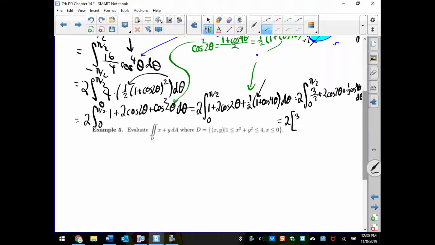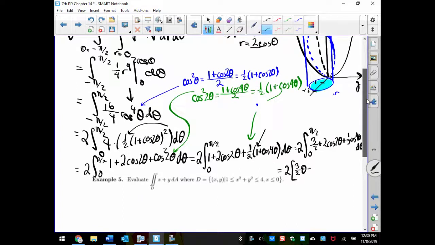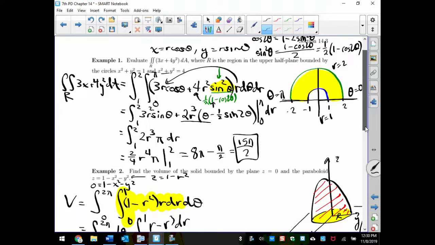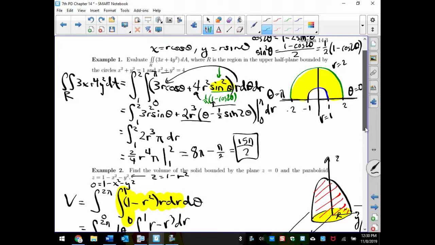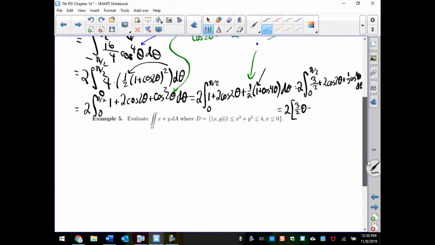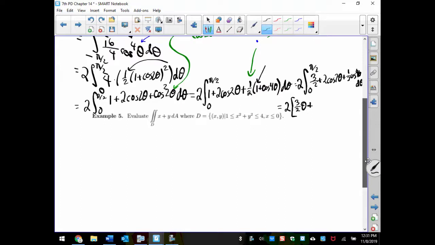So the antiderivative here is going to be 3 over 2 theta plus, is that going to be a plus? Do I need a minus? Is that formula a minus or a plus? Let's go back and look at sine. Sine was a minus right here. So we want cosine to be a plus. Yeah, that's right. Okay, so this is going to be plus, the antiderivative of 2 cosine 2 theta. The 2 is going to go away by the chain rule or u-sub. So here this is sine 2 theta plus 1/8 sine 4 theta.